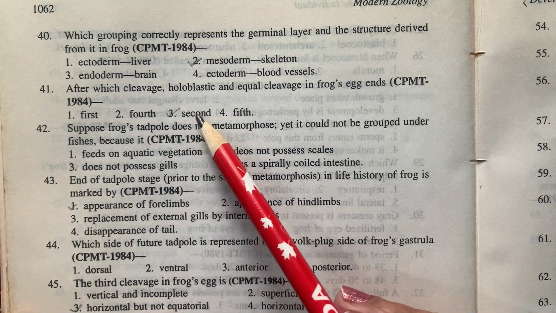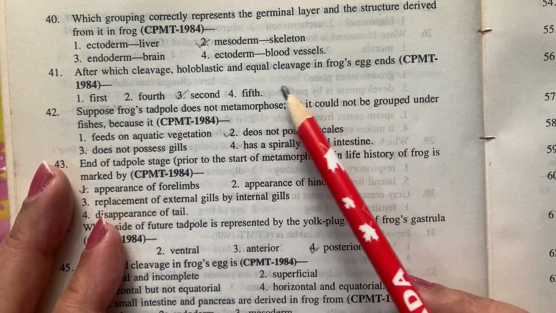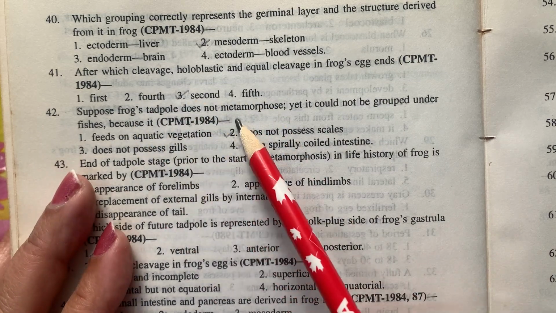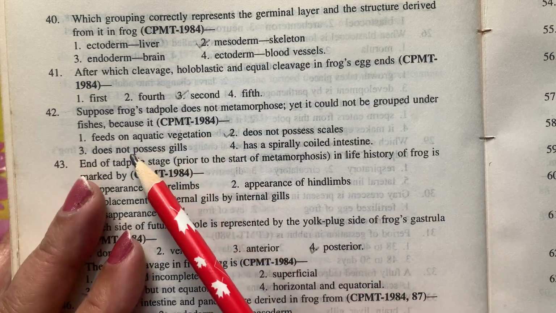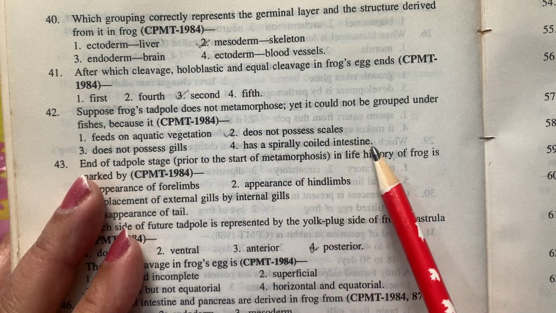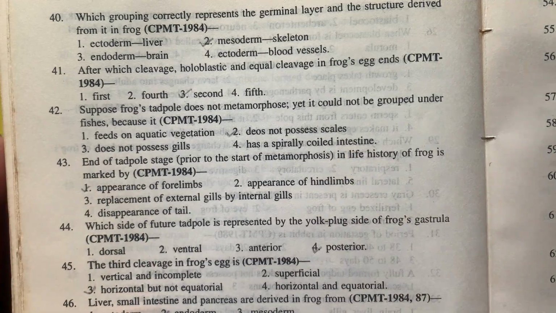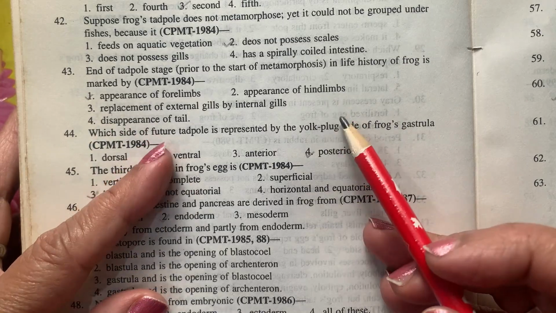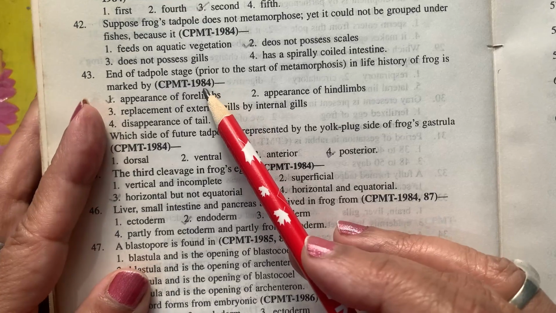After which cleavage does holoblastic and equal cleavage in frog's egg end? First, fourth, second, fifth. It is second. Suppose frog's tadpole does not metamorphose, yet it could not be grouped under fishes because it feeds on aquatic vegetation, does not possess gills, does not possess scales, has a spirally coiled gut. Correct option: does not possess scales. End of tadpole stage.